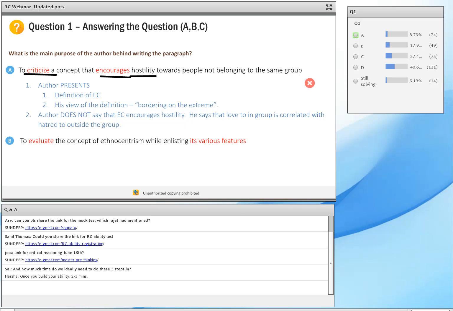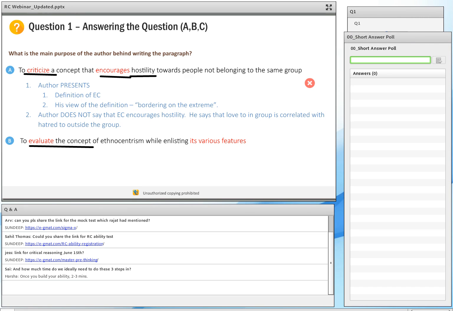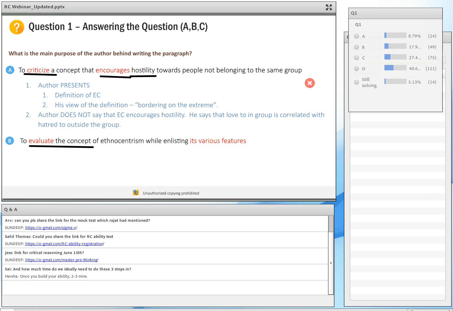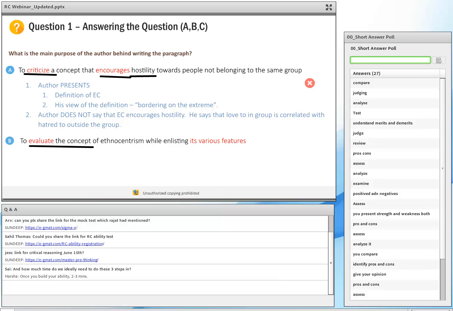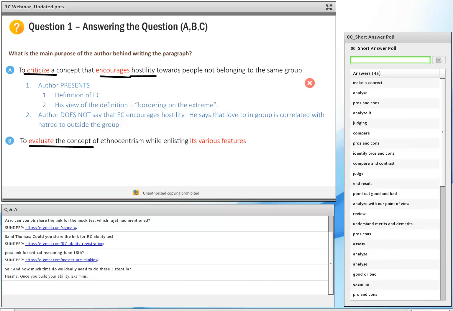Let's go to choice B. Choice B really says to evaluate the concept of EC. What does the word evaluate mean? When you evaluate something, what do you do? You look at the pros and cons. You make a judgment on it, right? You look at the pros and cons and you make a judgment on it.